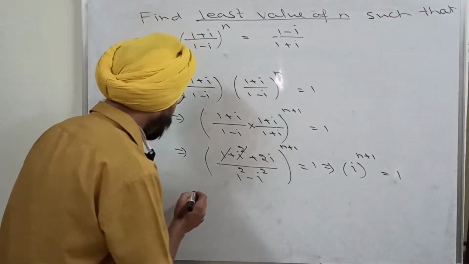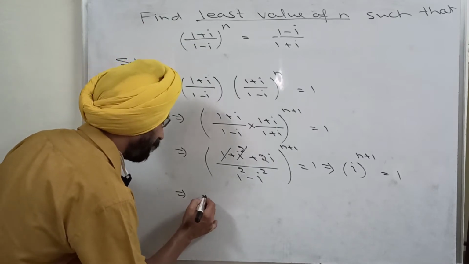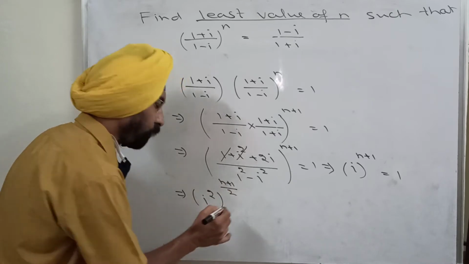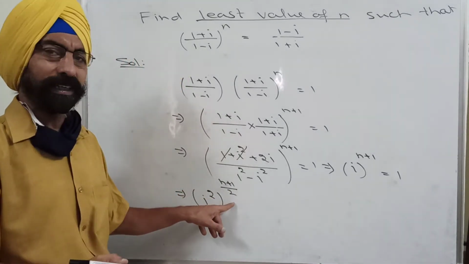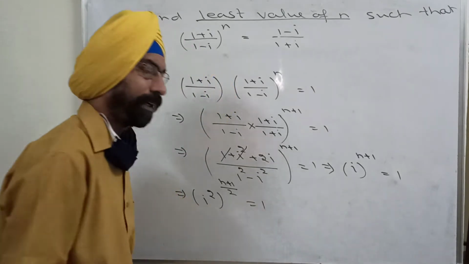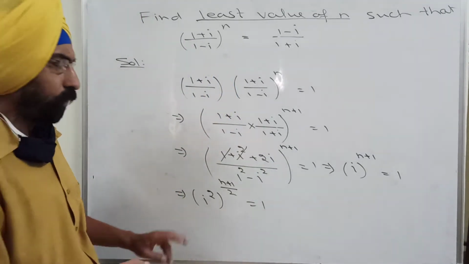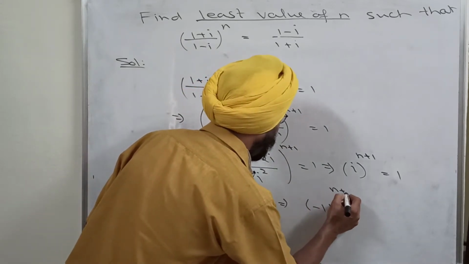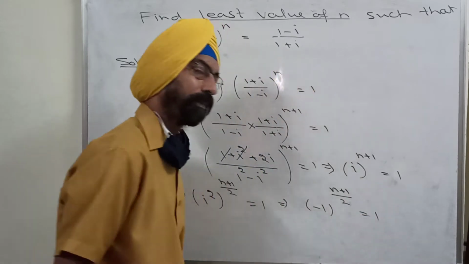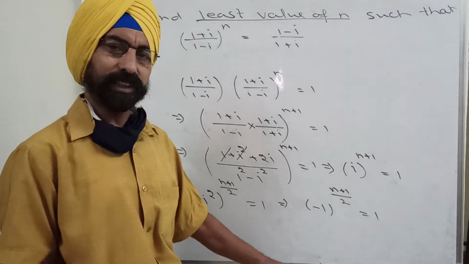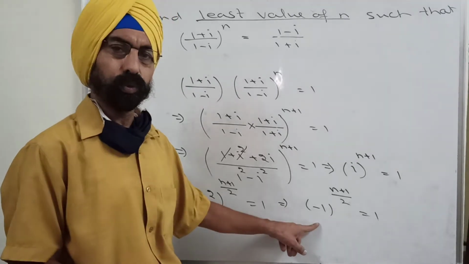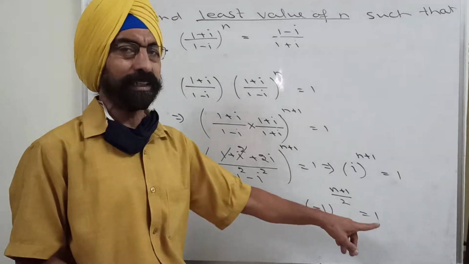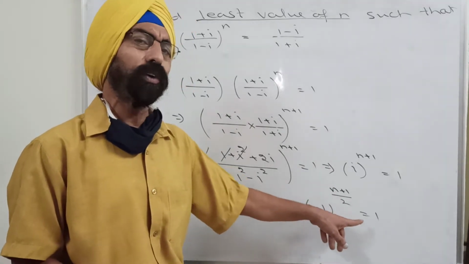So in the next step, I am writing iota as iota square raised to the power (n plus 1) by 2. The power I have multiplied by 2 and divided by 2, is equal to 1. And this iota square is equal to minus 1. So minus 1 raised to the power (n plus 1) by 2 is equal to 1. Now, which least power of minus 1 is equal to 1? Everybody knows that it is 2, because minus 1 raised to the power 1 is minus 1, and minus 1 raised to the power 2 becomes equal to 1.